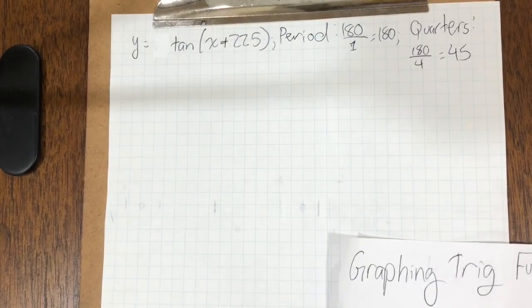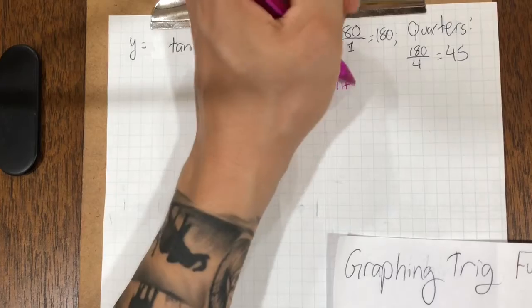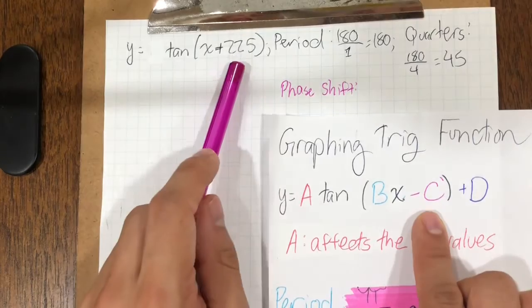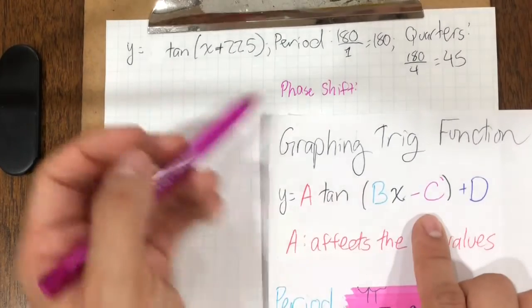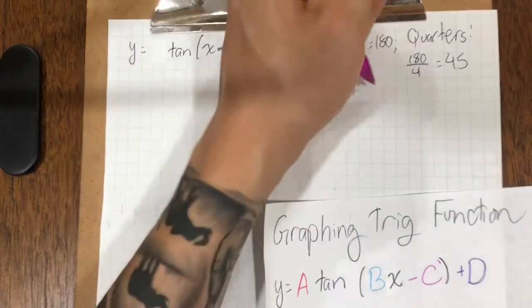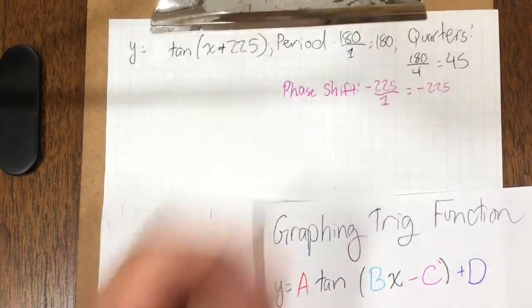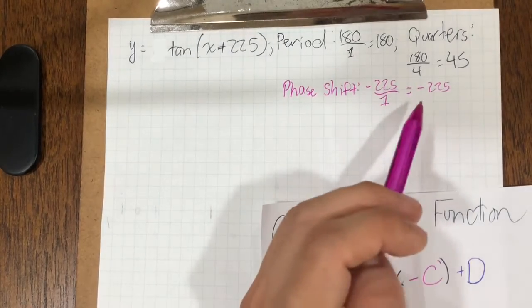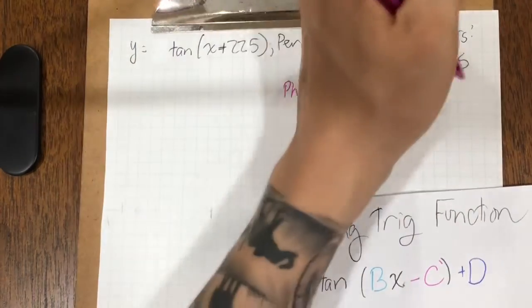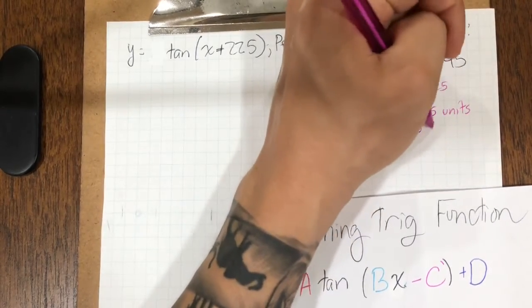Then we have the phase shift. So with that, you take the value for C, which is 225. But if we take a look, we went from a negative value to a positive 225. So if we think about it, this 225 has to be a negative. So it's negative 225 divided by 1. I still end up with negative 225. And since my phase shift is a negative, that means I'm going to be shifted to the left side. So that means we're going to move 225 units to the left.